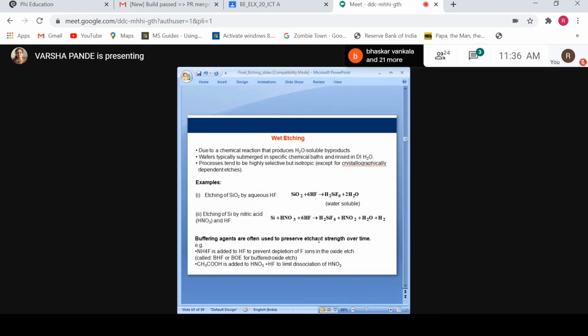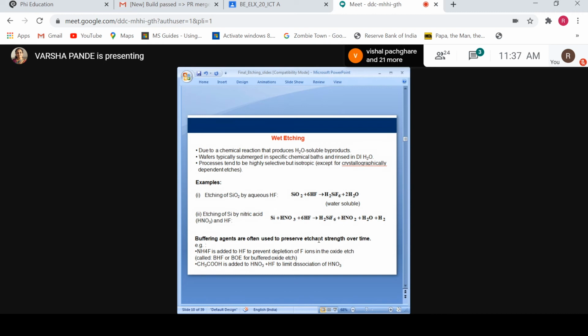Now in the wet etching, due to chemical reaction that produces water soluble byproducts. Already I told you there will be some chemical reactions, and due to that, some byproducts are produced. These byproducts are soluble in that solution itself, as well as soluble in the water, so that when the byproducts are produced, after this when it gets rinsed, whatever the byproducts are produced will get removed away easily. So in the wet etching, due to some chemical reactions, it will happen.